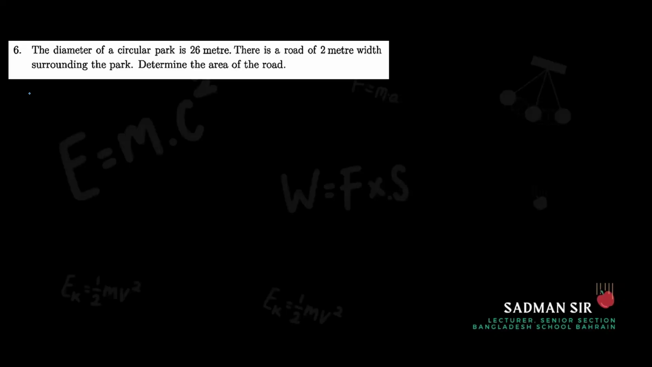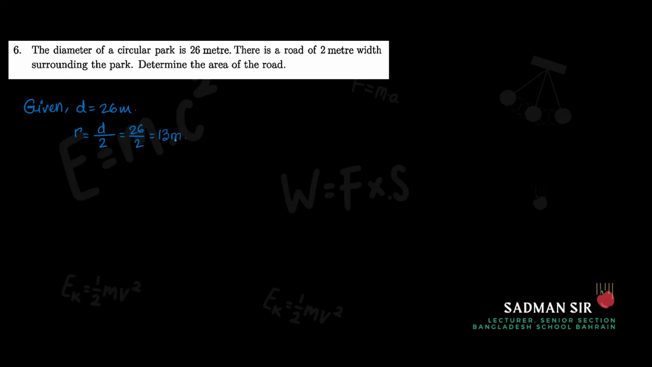So question number 6 says that the diameter of a circular park is 26 meters. So let us write that given: diameter D is equal to 26 meter. From diameter, if I want, we can find out the radius, right? 26 divided by 2, it is 13 meter, correct?